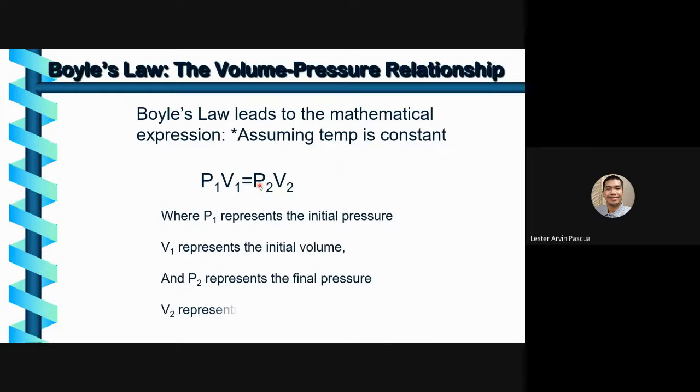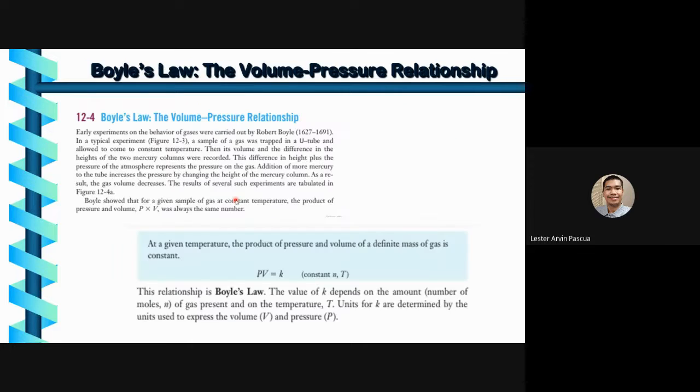Summarize that in an equation. Ito yung makukuha mong equation: P1V1 is equal to P2V2, where P1 represents yung initial pressure mo, V1 represents your initial volume, tapos P2 represents your final pressure, and V2 represents your final volume. Na-achieve lang to using this relationship. So PV equals K, where K is a constant.